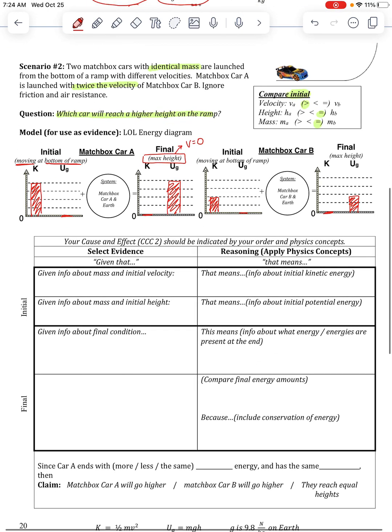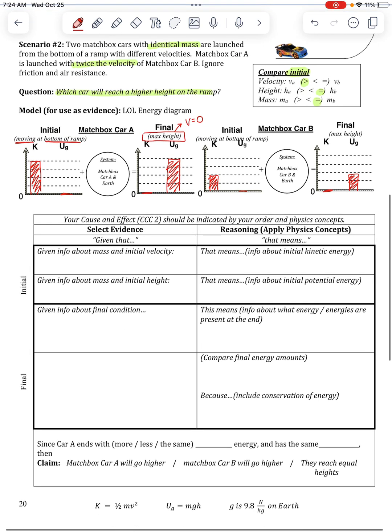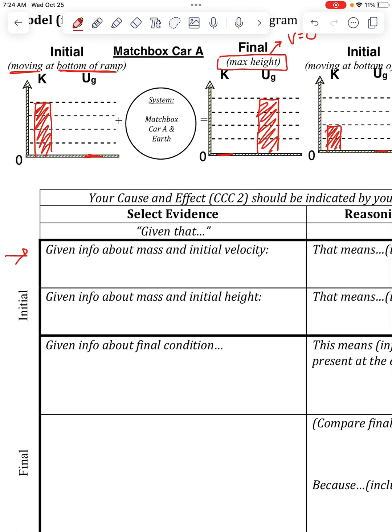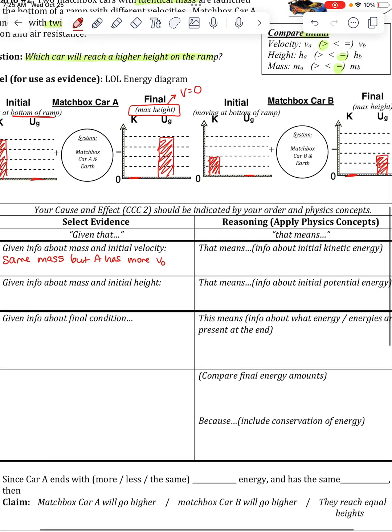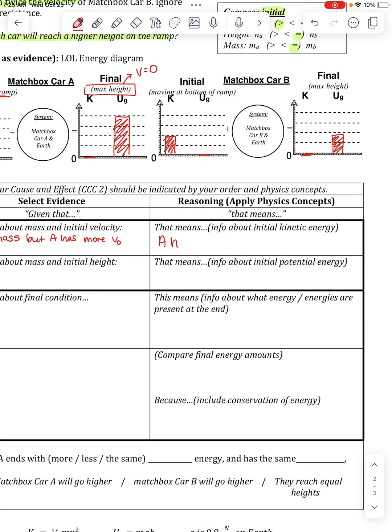All right, so what I want you to do now is pause this video and try maybe just this first row. Given information about mass and initial velocity, that means info about kinetic energy. And then I'm going to go through it. Okay, hopefully you tried that. So the info about mass is they have the same mass. But A has more initial velocity. This means mass and velocity, we're talking about kinetic energy. So this means A has more kinetic energy.